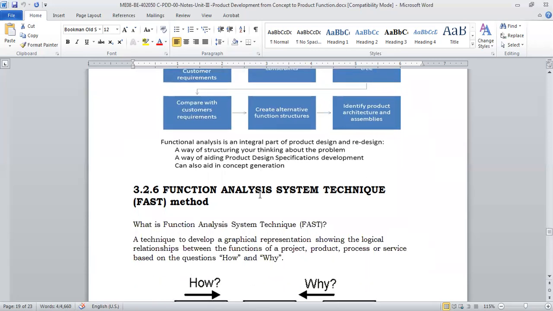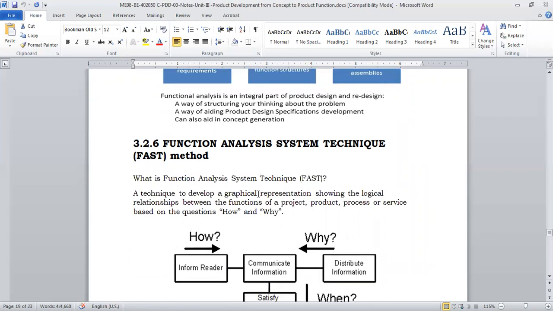Now, there is a technique called the FAST method, Functional Analysis System Technique. Okay. Now, what is this FAST method? It is a technique, a graphical representation showing the logical relationship between the functions. Whatever functions we have discussed, how they are related to each other is described in a graphical way, or in images, where it is easy to understand the logical relationship between the functions of the project, product, process, or service, based on the questions how and why.